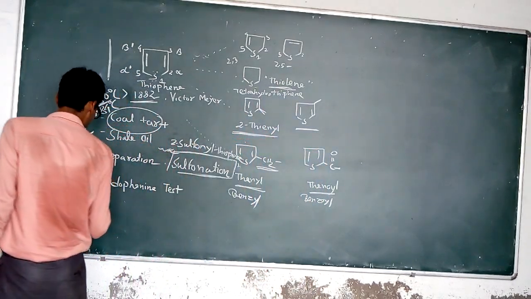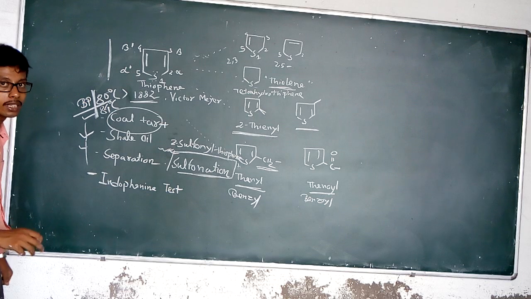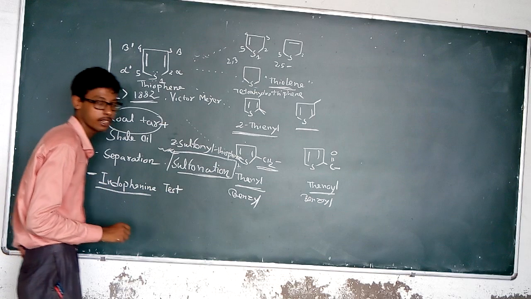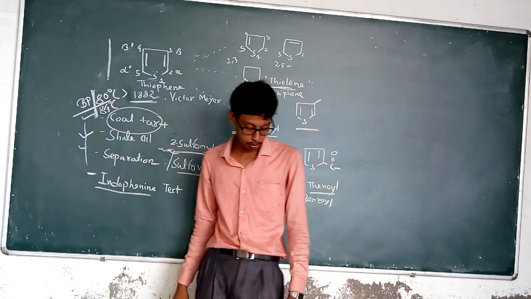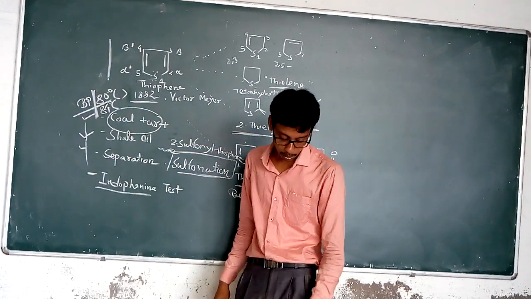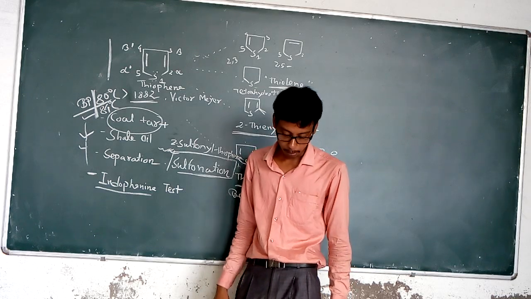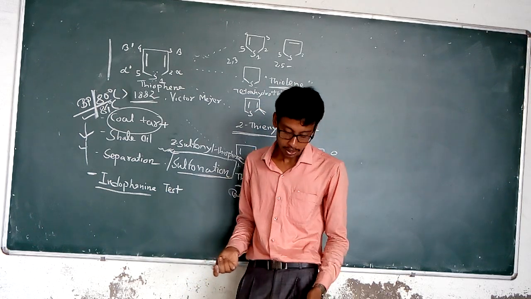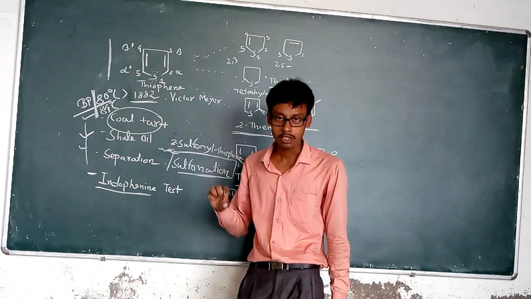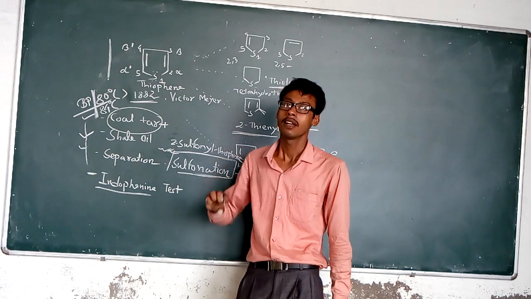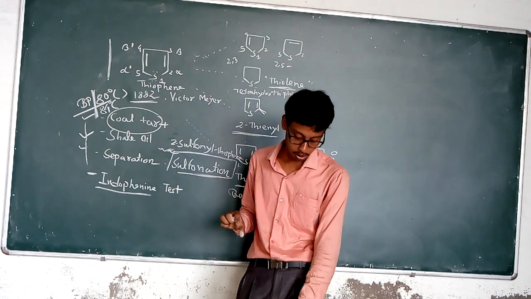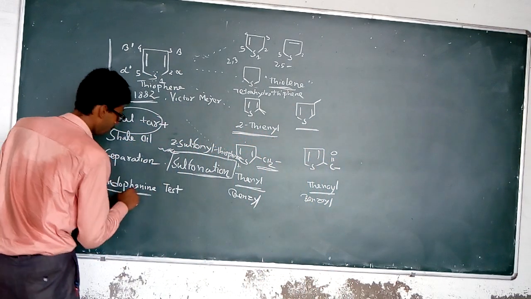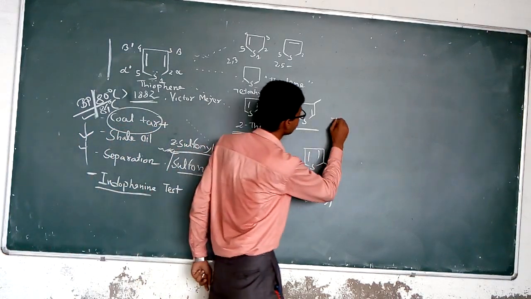The presence of thiophene in benzene can be identified by the test known as the indophenin test. In the indophenin test, we take 1 ml of a dilute solution of thiophene in benzene, meaning a solution where benzene and thiophene are both present, and add a few milligrams of isatin.